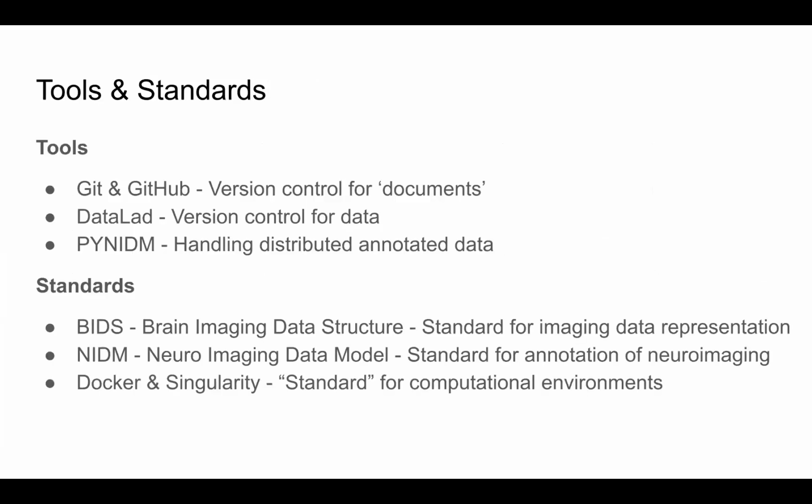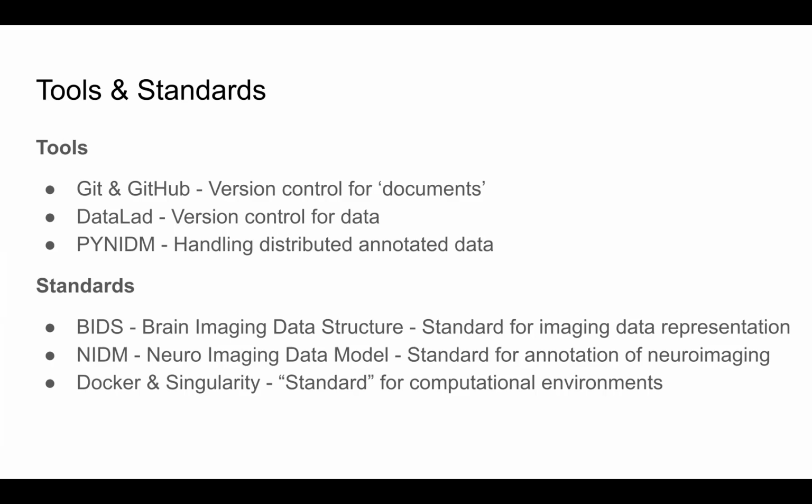There's a number of tools that are very important to what you'll be doing today. That includes Git and GitHub for version control for documents, and the documents kind of broadly defined. It can be data documents, it can be software, it can be scripts and things like that. We'll use DataLad for version control of data. Data and data processing fall under that version control of DataLad, and we'll use Py90M for the handling of distributed and annotated data.